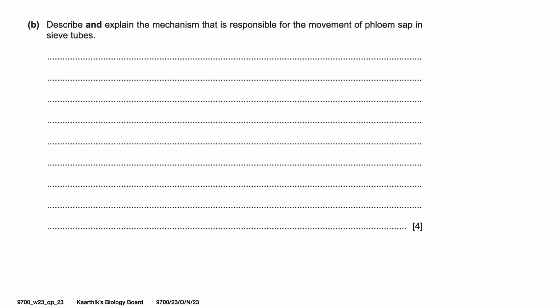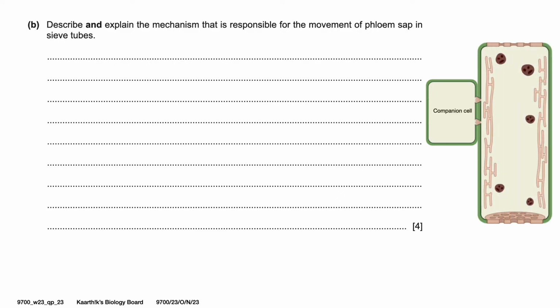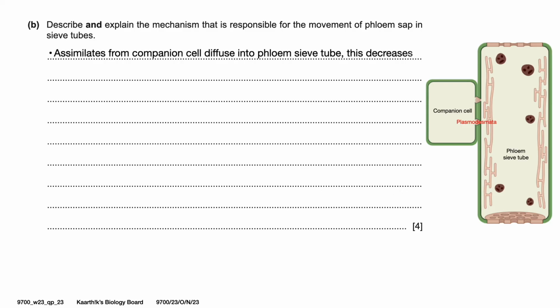B part of this question, describe and explain the mechanism that is responsible for the movement of phloem sap in sieve tubes. So, movement of phloem sap in sieve tubes. Initially we should know that companion cells and phloem sieve tube cells will be together, and through plasmodesmata, things are going to move from companion cell to phloem sieve tube. So, what will happen here? Assimilates from companion cell diffuse into phloem sieve tube, and this decreases the water potential of the sieve tube element.